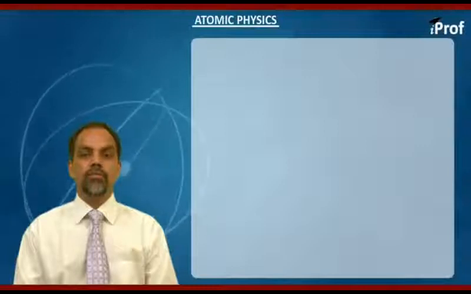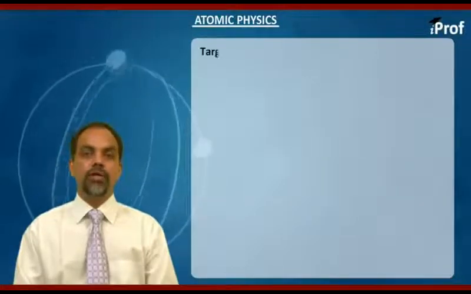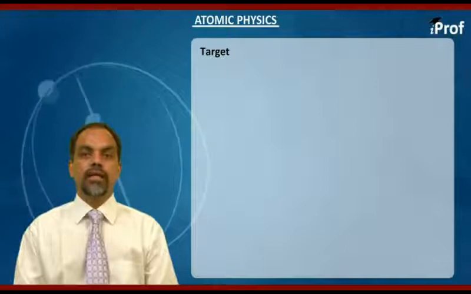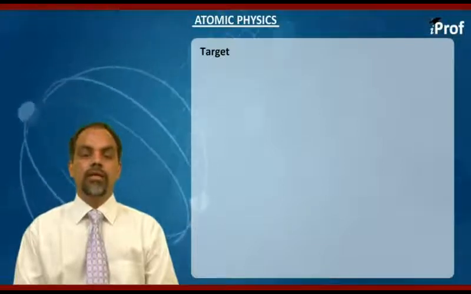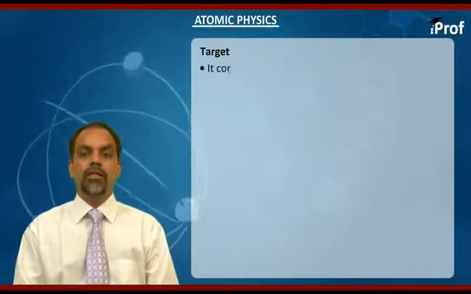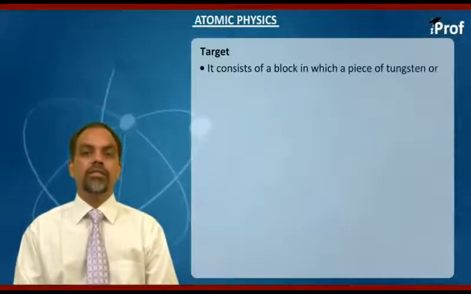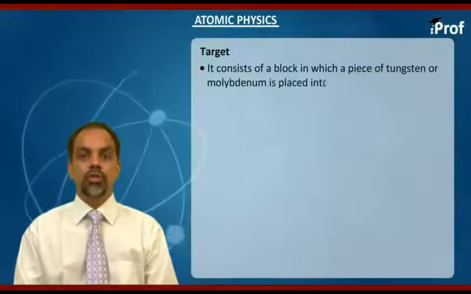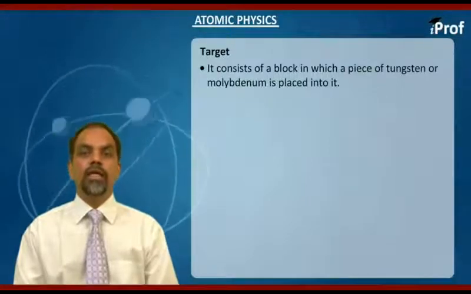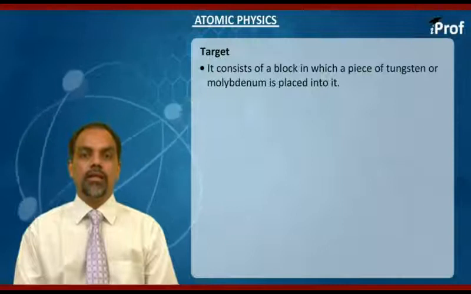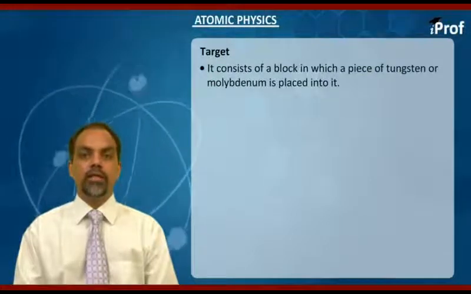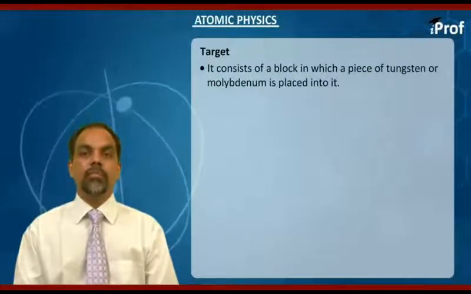Reproduction. Now we move to the next component of Coolidge tube, and it is the target. Now this is a very important component. The target consists of a block in which a piece of tungsten, usually, or it can be molybdenum or any other high atomic number metal, is basically placed. Now there are certain requirements.